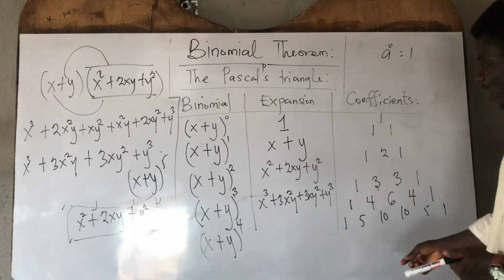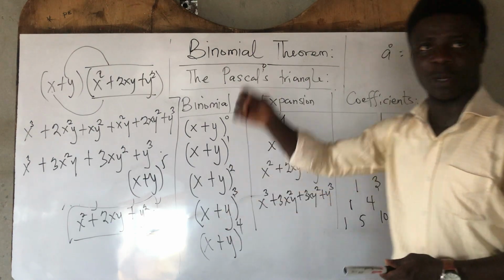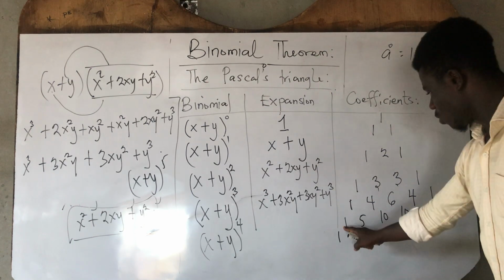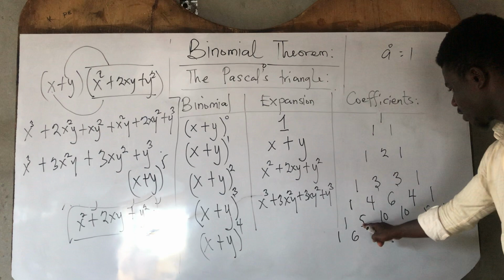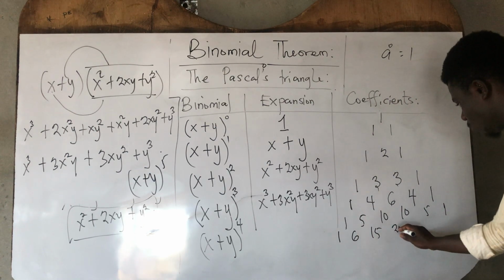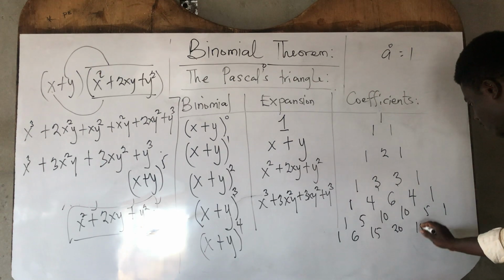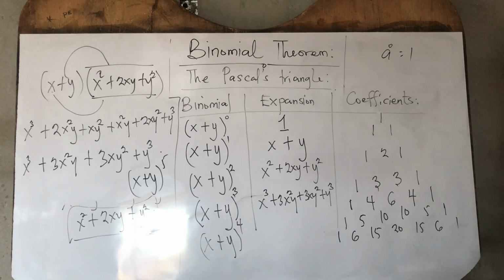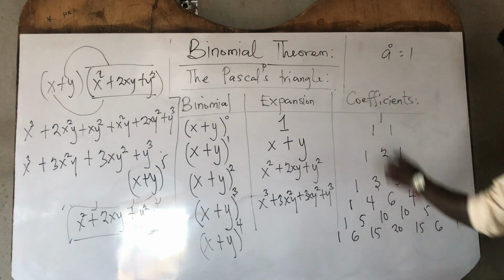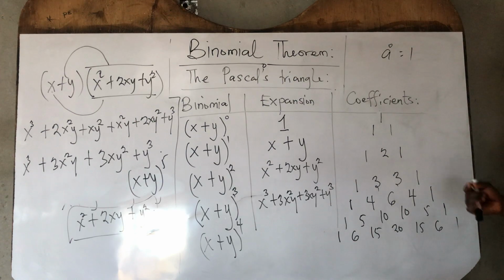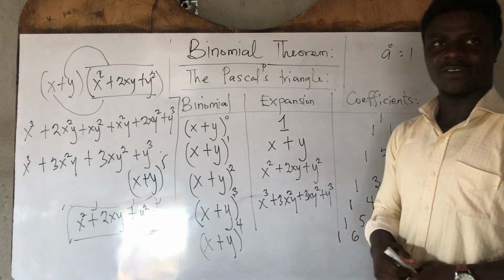We can generate the coefficient of x plus y to the power 6, which is 1 plus 0 gives 1. 1 plus 5 gives 6. 5 plus 10 gives 15. 10 plus 10 gives 20. 10 plus 5 gives 15. 5 plus 1 gives 6. 1 plus 0 gives 1. Always I said it begins with 1 and ends with 1. So they are the coefficients, right?